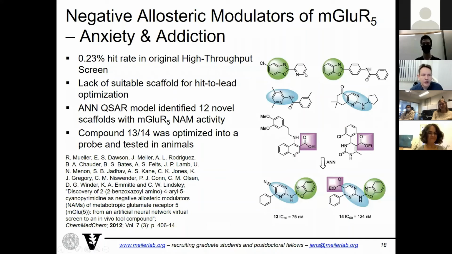I just want to make sure to mention that we have a track record using these algorithms successfully in real-world drug discovery examples. So we had a high throughput screen, 150,000 molecules, a very low hit rate, and none of those hits was a good starting point for drug discovery.